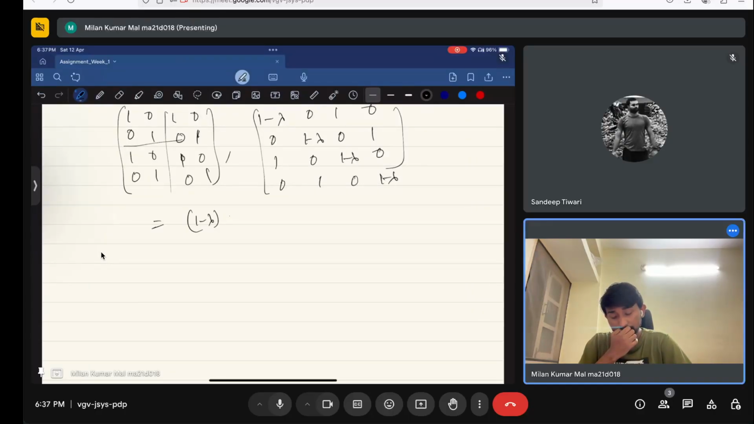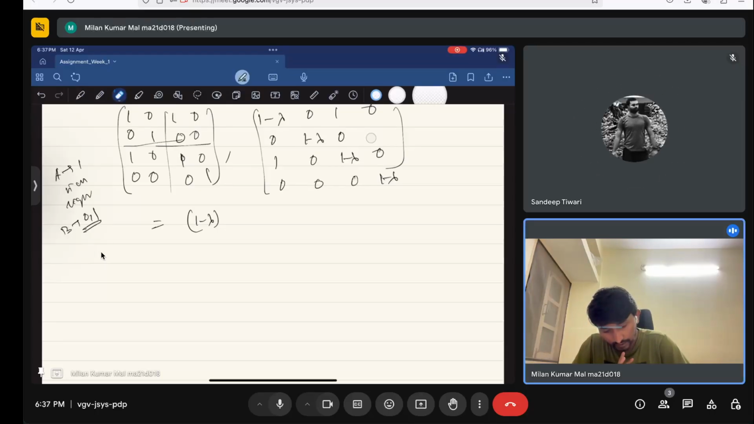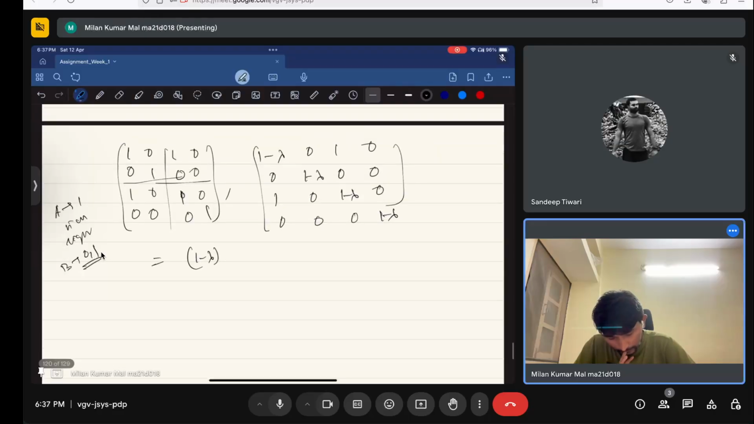Okay, I'll try to sort it out. Let's take this one. So one is an eigenvalue. Only one is the eigenvalue, and zero is also. So A has one as an eigenvalue, and B has zero and one as eigenvalues, right? So therefore it will be zero. I just want to make it easier. That's the main point, right?